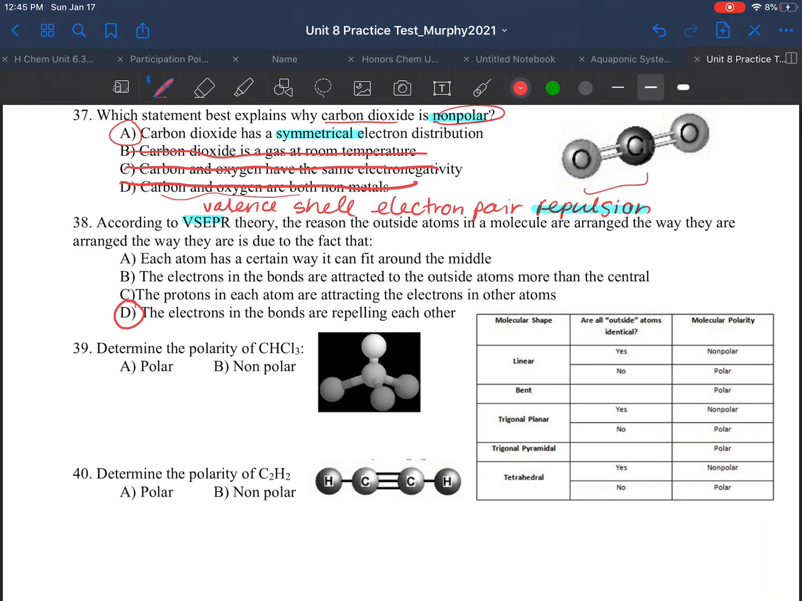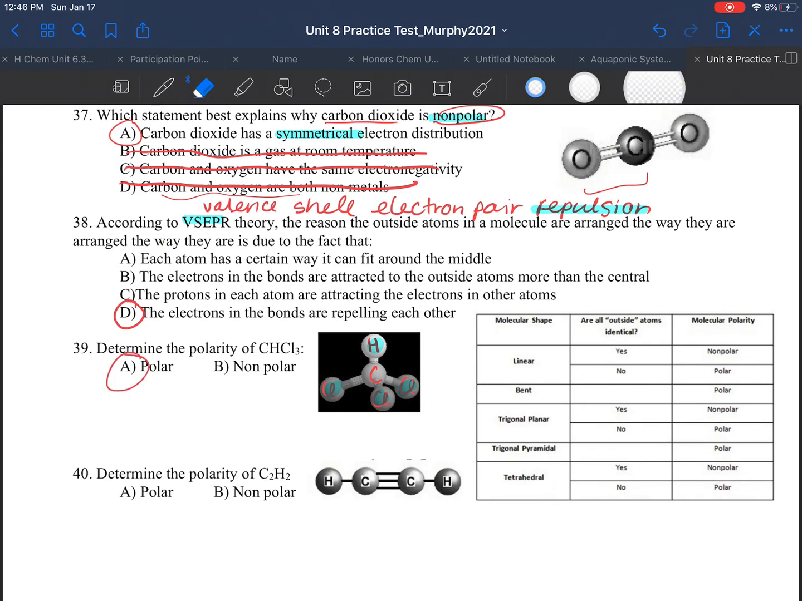All right, so 39 and 40 are using the table to the right to determine polarity of the overall molecule. If this is CHCl3, I'm going to label this as if it had the element symbols on there. Carbon would be our central atom. Then we would have 1 hydrogen and 3 chlorines. Because we have 5 atoms, we know it's going to be tetrahedral. And so the next question is, are all of the outside atoms, the ones that are not central, identical? Well, no. So that means it's polar.